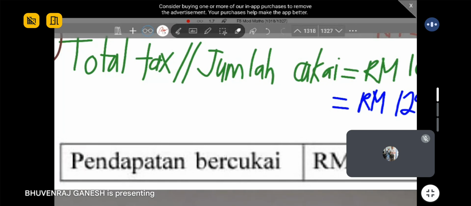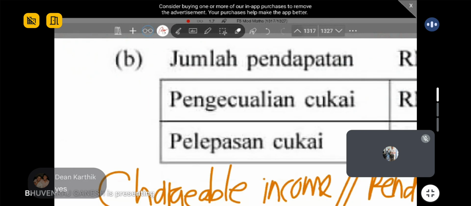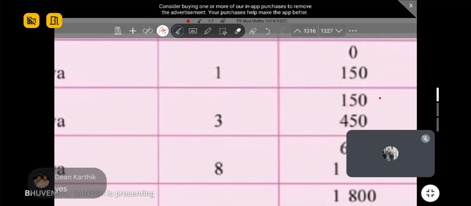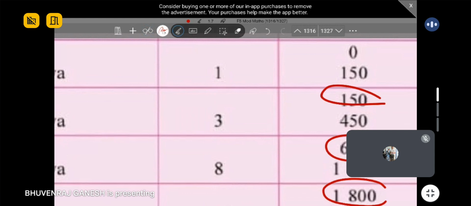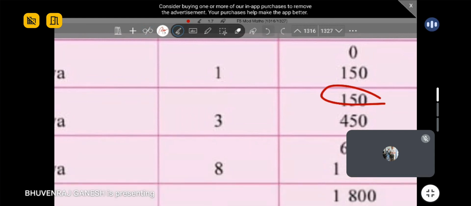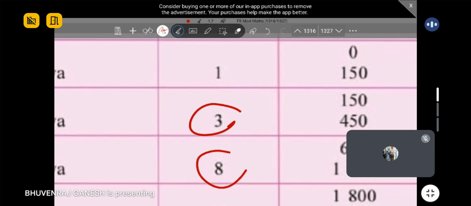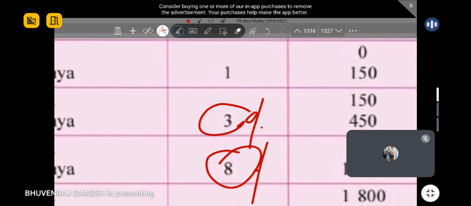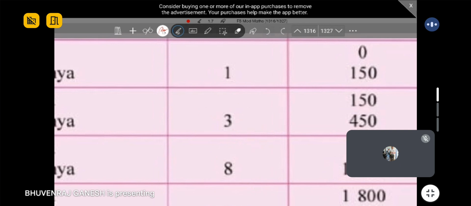Base tax is the first value you see in the table. Okay, all this value here, guys. This one, this. All this is called base tax, cukai asas. This one, is for you to count the tax on next balance, baki cukai. This is the percentage, peratusan. Understand, guys? So this is how you read the table. All right. So next one.